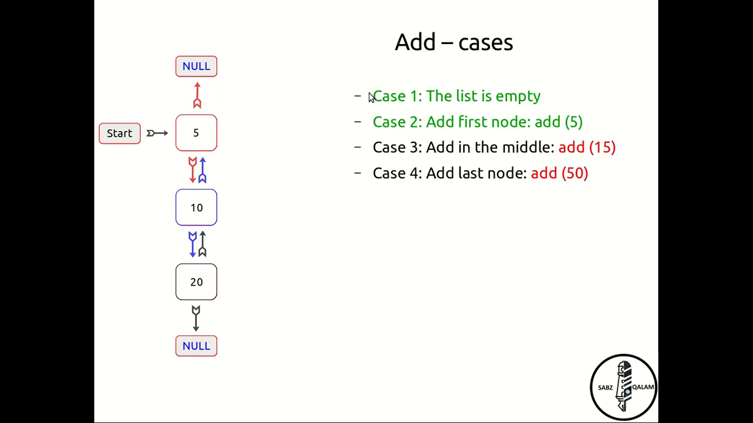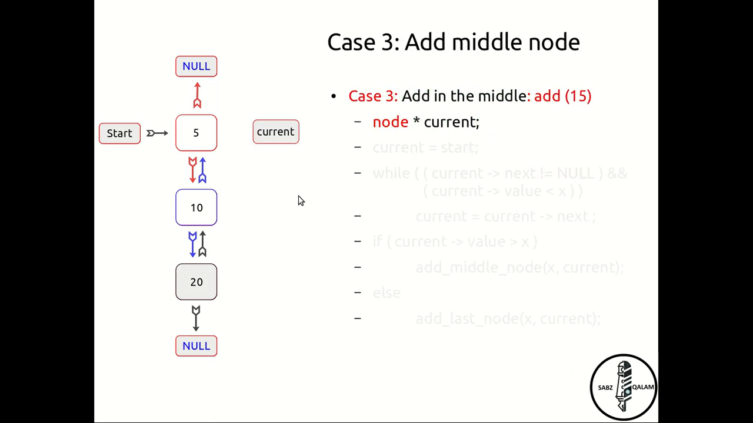Now, the other case is, what if you're trying to add some value, let's say 15, a new node which falls in between two other nodes? Well, that is our case 3, and let's discuss it. You begin by having a pointer by the name of current, which points to start. And then when it points to start, you really need to find what is the most appropriate position so that we can plug in this new node which contains the value 15.